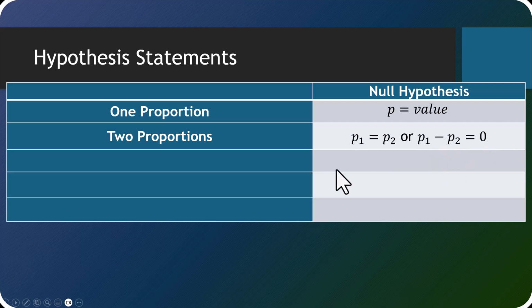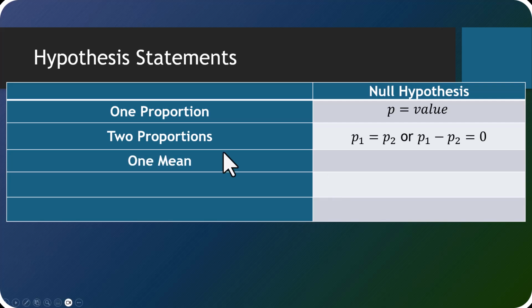The reason I include both of these here is that you'll see both of them in textbooks, and depending on what software program you use, a lot of times the software will say it as P1 minus P2 is equal to 0. To me, though, if you say P1 equals P2, that's the most transparent thing, right? We're saying that the proportion from the two populations is exactly the same. That makes the most sense to me.